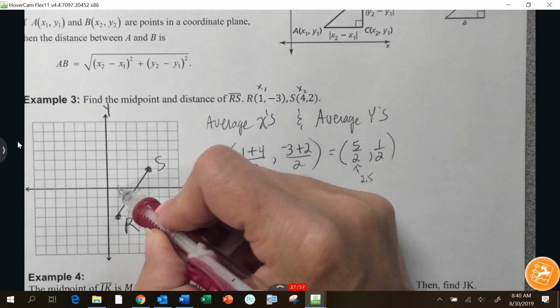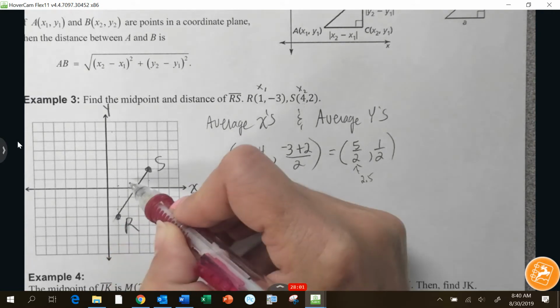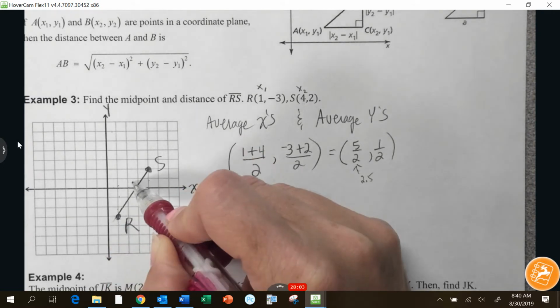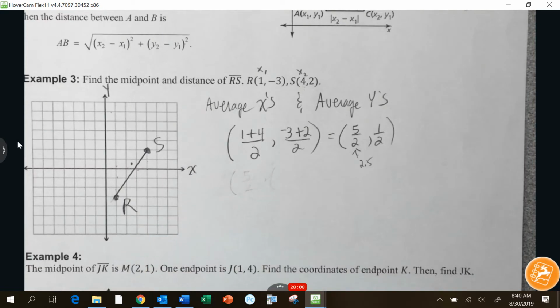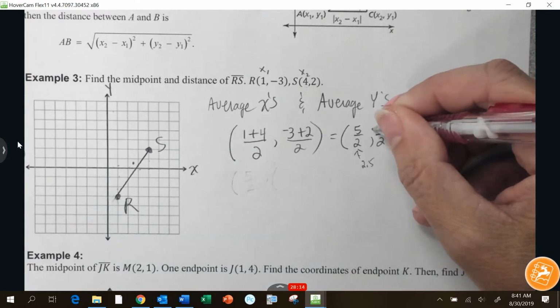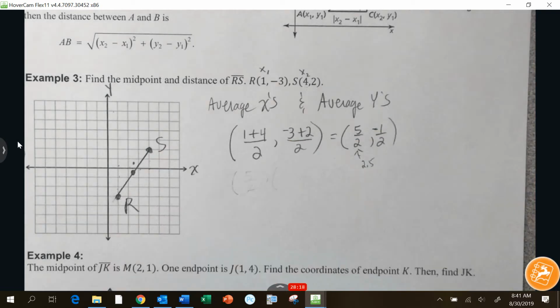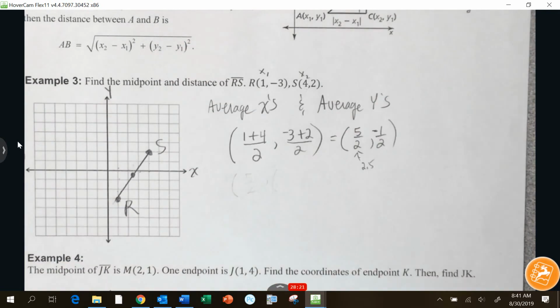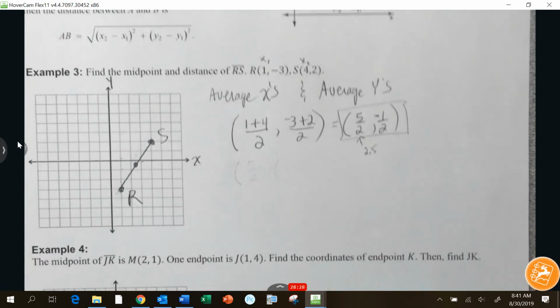If I go 2.5 and then I go, oh, I made a mistake, because mine says it should be at 1/2. What mistake did I make? Because that's certainly not the midpoint. John, what mistake? It should be -1/2. See how I just caught my mistake by looking at the graph? So it actually should be down. And then we look at that and say, yeah, that looks like I have the right answer. So that's my midpoint. We average our x's, we average our y's.